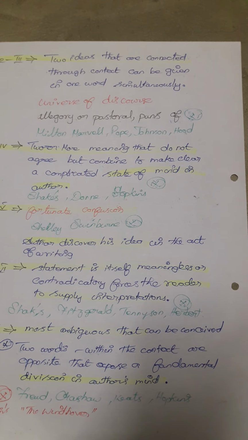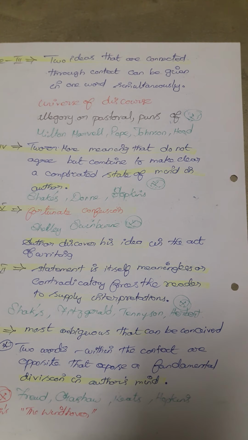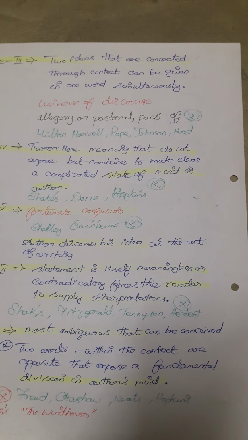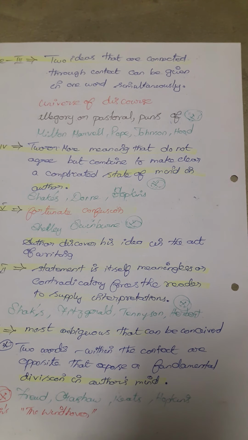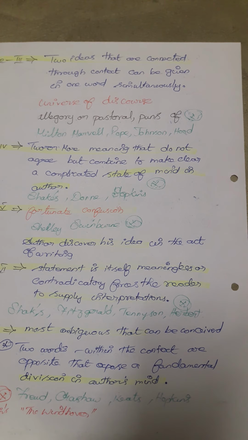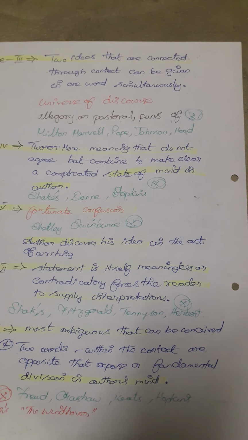And the sixth type of ambiguity is where the statement itself is meaningless or contradictory, which forces the readers to supply their own interpretations. This type of ambiguity was seen in Shakespeare, Fitzgerald, Tennyson, and Herbert.